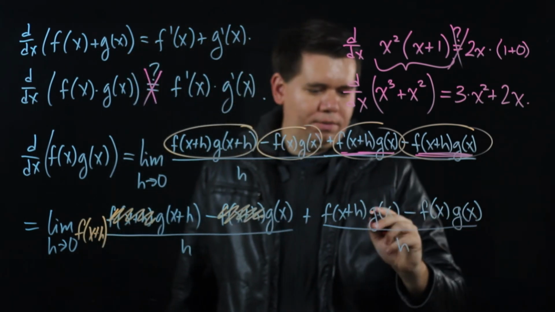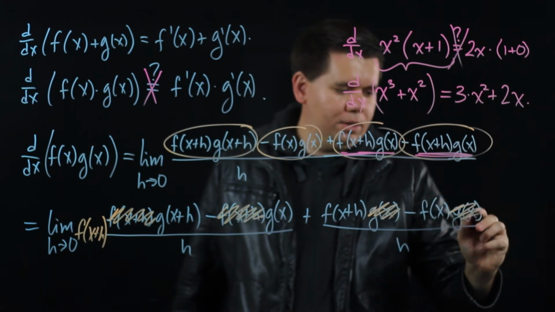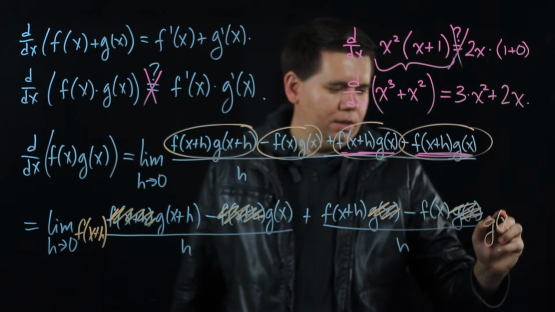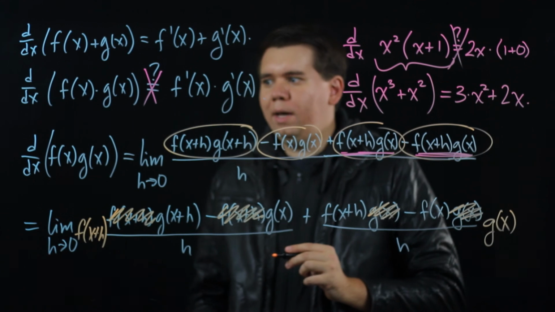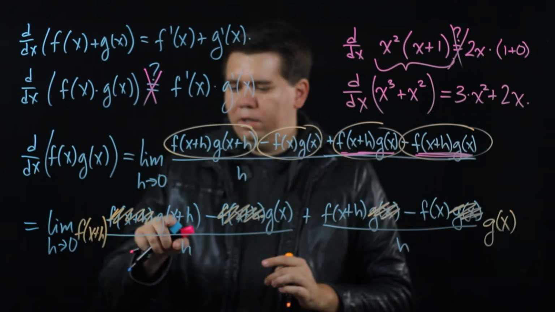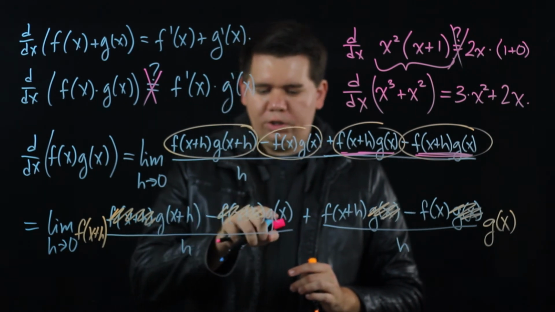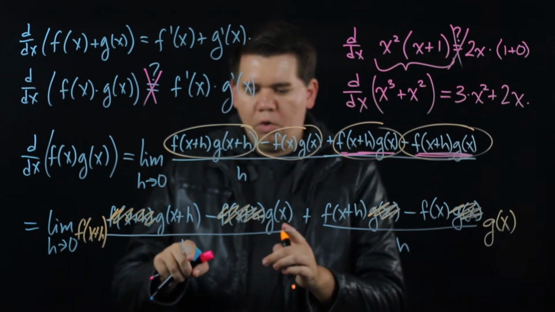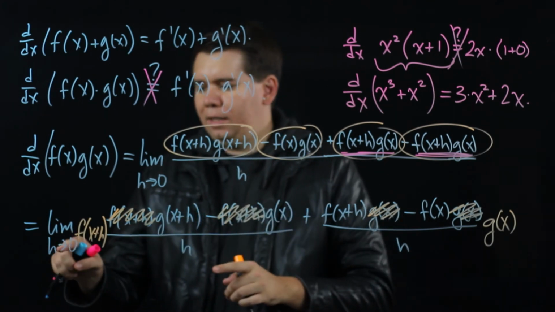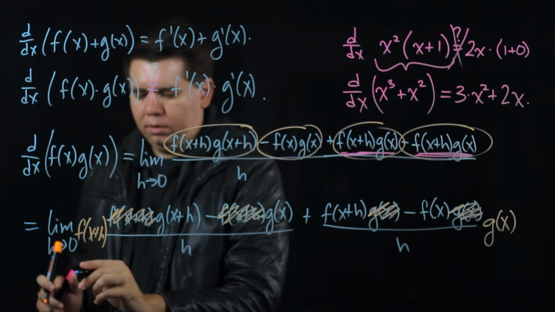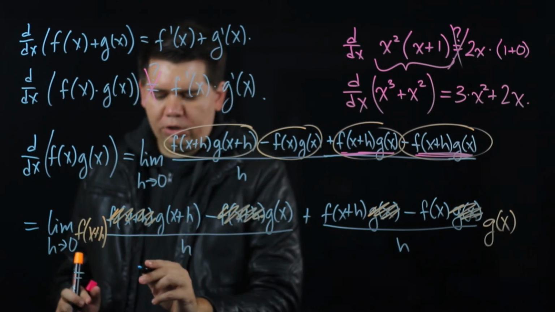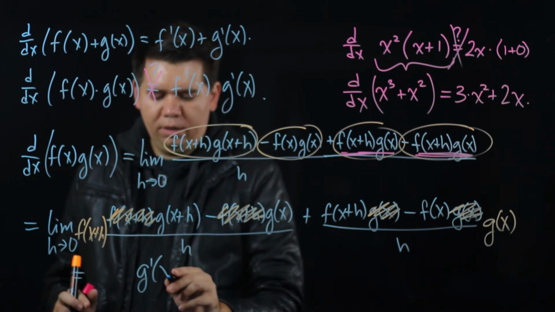And here in both of these, I have a g of x. So let's pull out that g of x. And what am I left with? Here I have g of x plus h minus g of x all over h. Well, as my limit as h goes to 0, this fraction is just going to be the derivative of g.